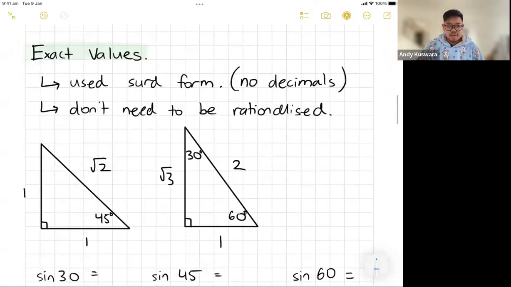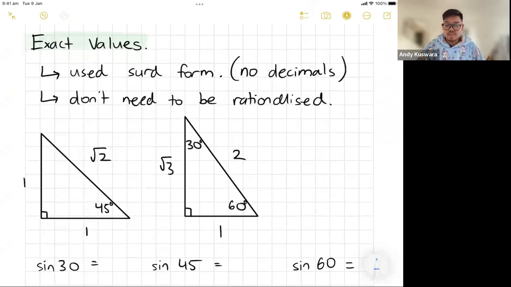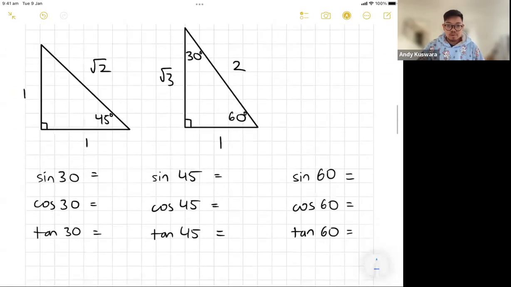Now, the other thing that you've got here is your exact values. It just means that you use your surd form and there are no decimals in your answer. And this is the one time where you don't have to rationalize your denominators. Okay, so these are the two special triangles that we're given. You get these in your reference sheet, and you can actually use these to find all your exact values.